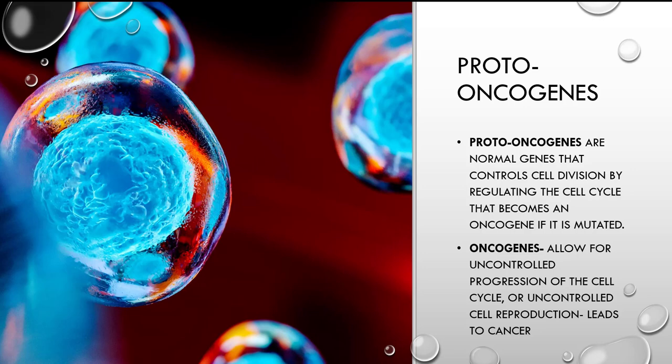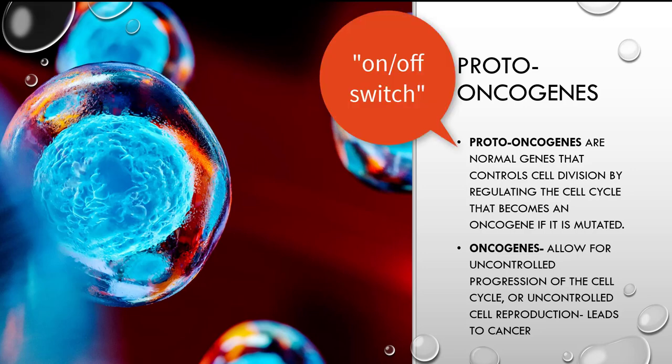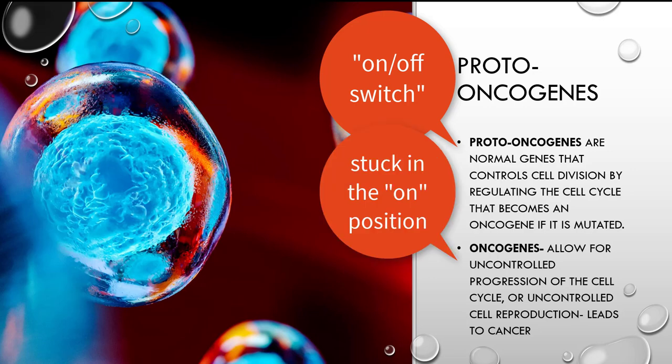Okay, so instead of the cell getting the signal of when to divide, it basically always gets the signal to divide. Okay, so it never gets the no signal. It continues to divide over and over and over again. So proto-oncogenes are supposed to regulate when cells are supposed to divide, but when they become mutated, that goes away. Okay, so then they're constantly in the on position.